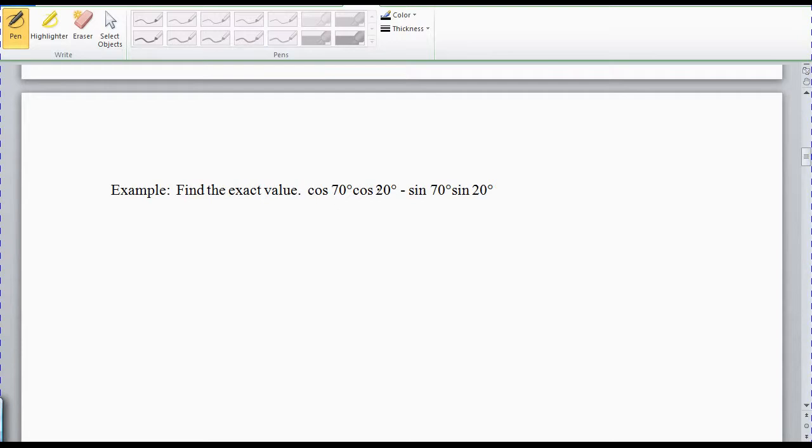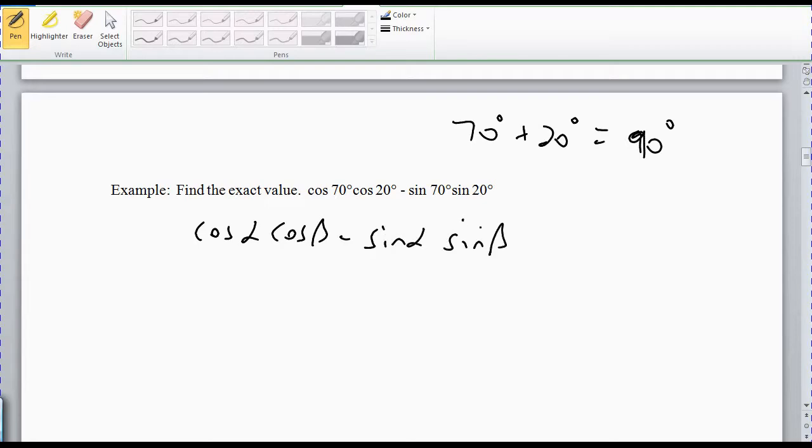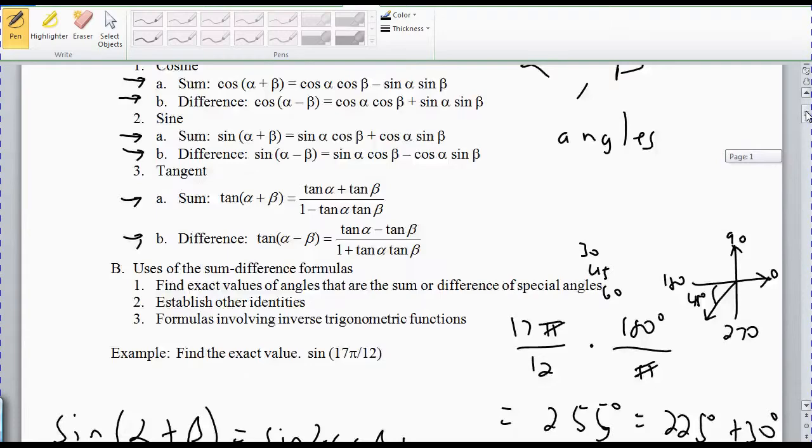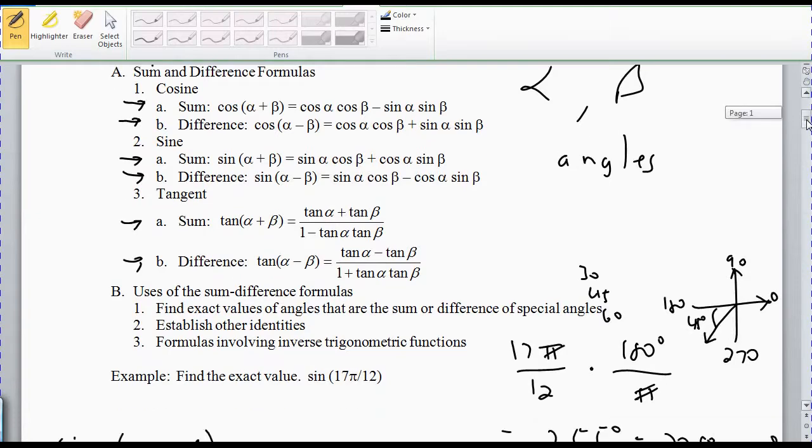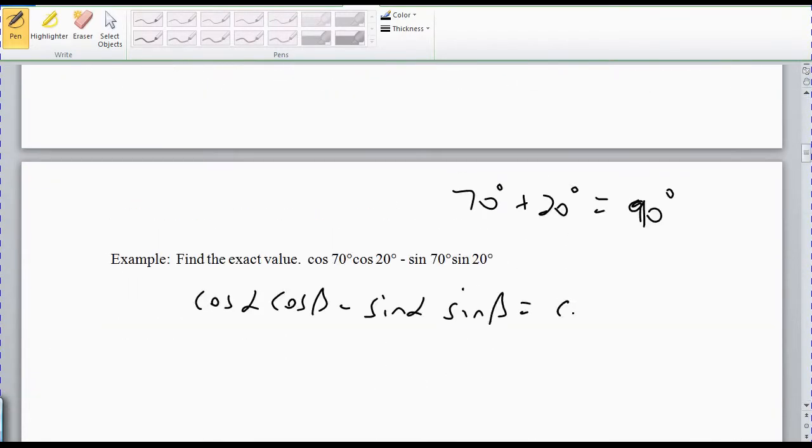This one we're not going to do each individual value, because if I take 70 plus 20, if you recognize that, that equals 90 degrees, and that's a nice angle on our unit circle, we can go straight to the form. This is cosine alpha cosine beta minus sine alpha sine beta. And you know what that equals? Cosine cosine minus sine sine is cosine alpha plus beta. And since I was able to add those, it means I can use alpha plus beta. Everything checks out. This is the actual formula.